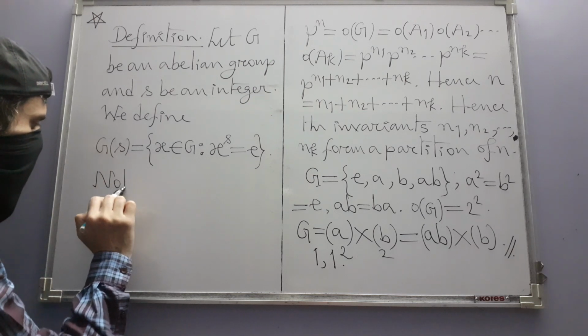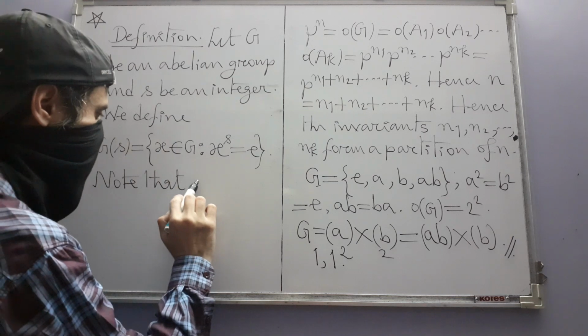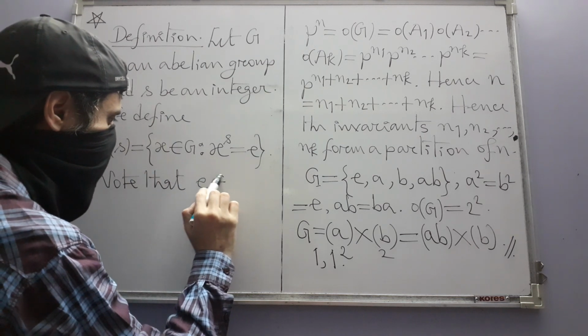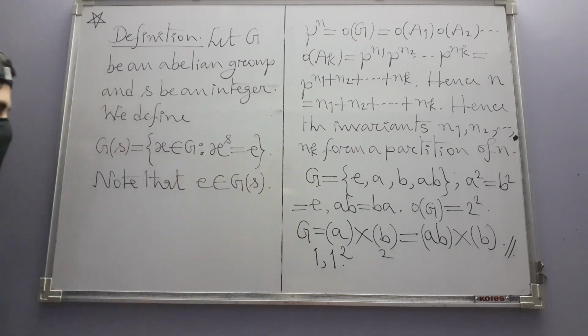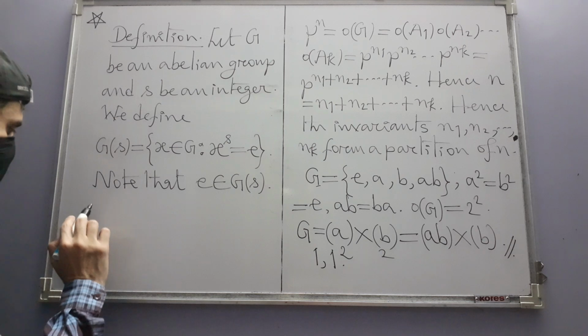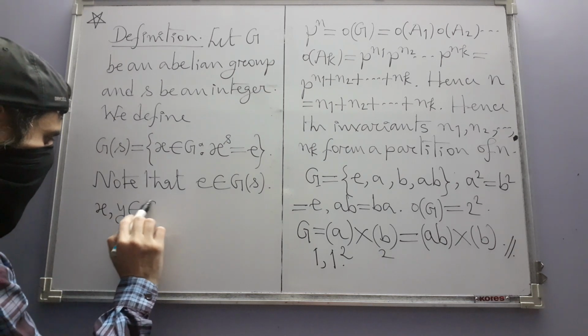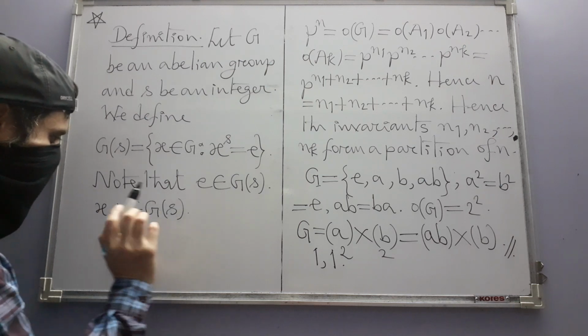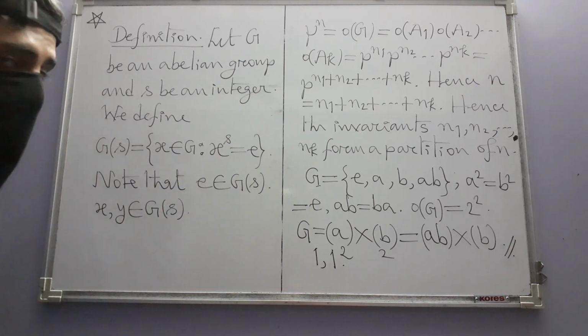Note that e belongs to G of s. However, more is true. Suppose we consider two elements x and y in G of s. You can probably guess where I am going with this. I am going to show that G of s is a subgroup of G.